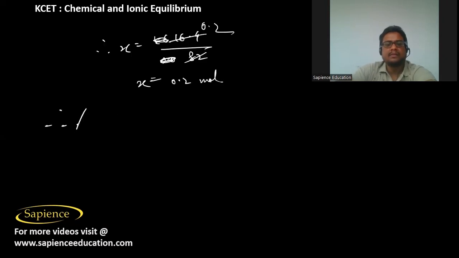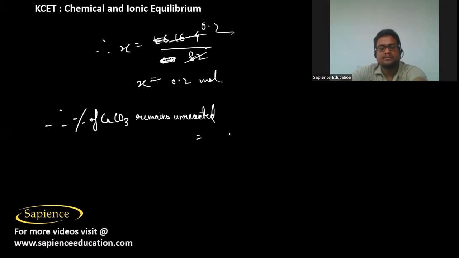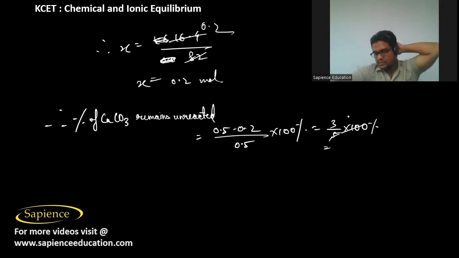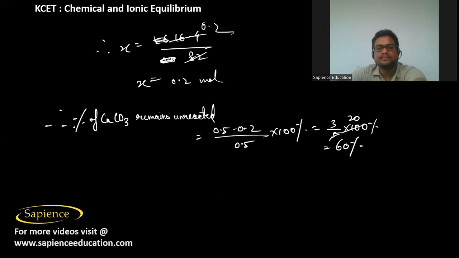So now the percentage of CaCO3 that remains unreacted in the vessel will be equal to 0.5 minus 0.2 divided by 0.5 into 100%. So that is 0.3. So 3 by 5 into 100%, that is 60%. It means 60% of CaCO3 remains unreacted. So option C is the correct answer.